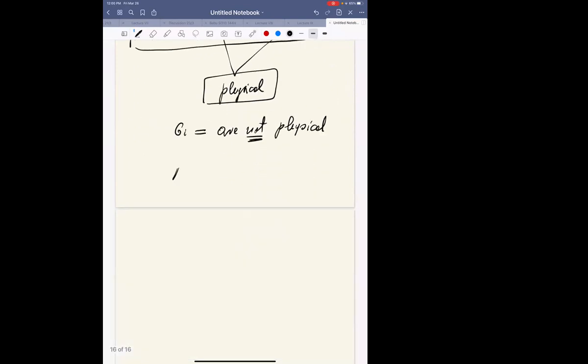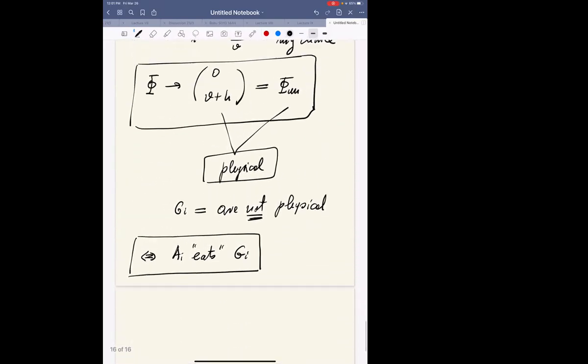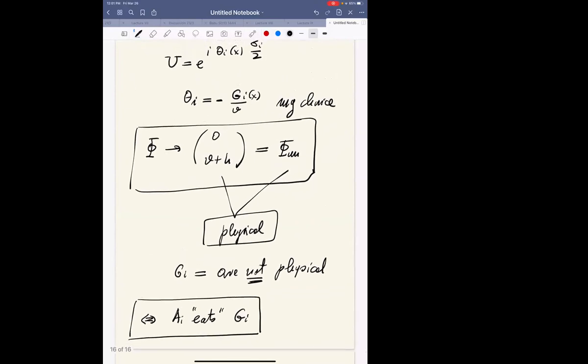What happened is that A I eats G I, just like in the U1 example. This is equivalent to the statement that they become longitudinal components of A I. In the process of a gauge transformation, you have to, of course, change A I also. We showed this in the U1 example. I told you when we did U1, don't worry, guys, that it's U1. All the relevant physics will be there. The only difference will be some countings, some group theory numbers.